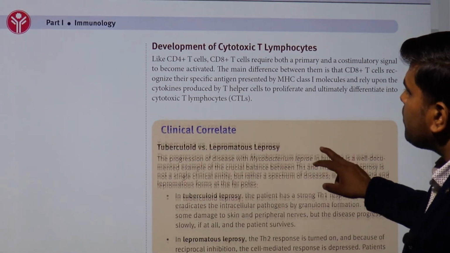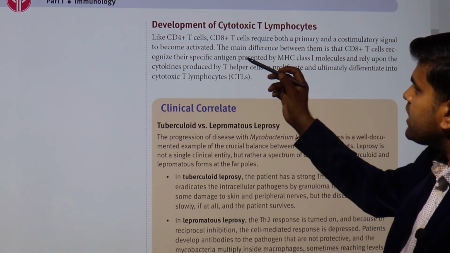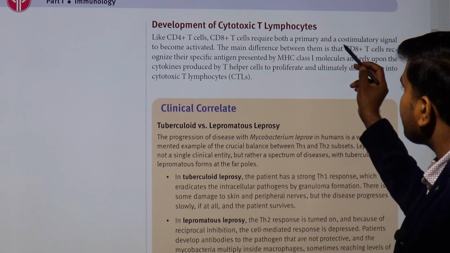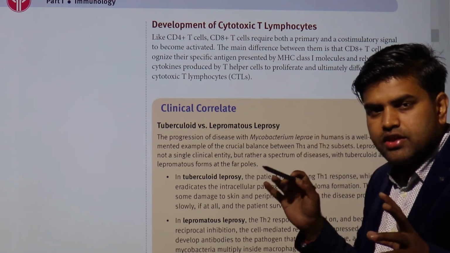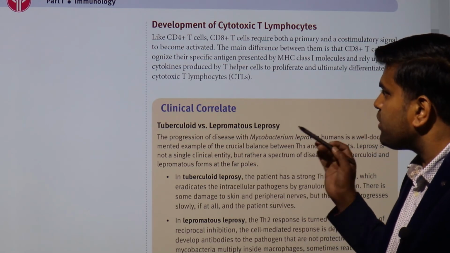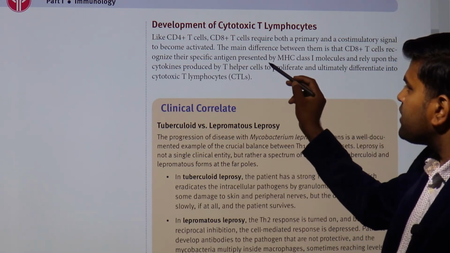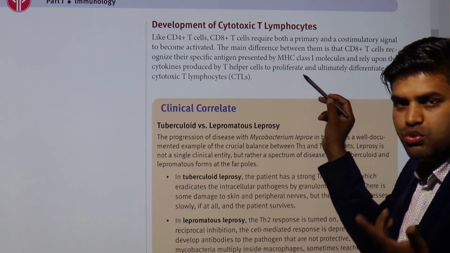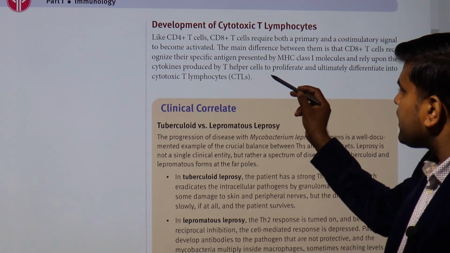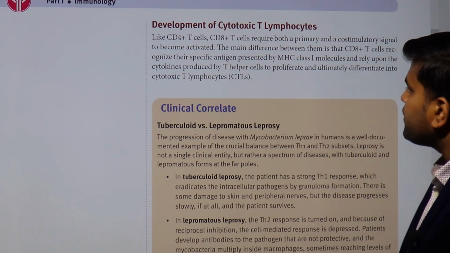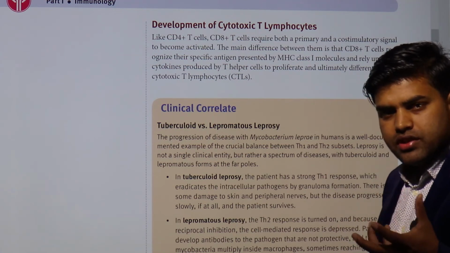Okay. Now, talking about the development of the cytotoxic T lymphocyte, we know CD4 or CD8 cells require both a primary and a co-stimulatory signal to be activated. So these T cells require two signals to be activated, which we have made clear. The main difference between them is that CD8 recognizes specific antigen presented by MHC class 1, that is the rule of 8, and relies upon cytokines produced by the helper T cell to proliferate and ultimately differentiate into the cytotoxic T cell.